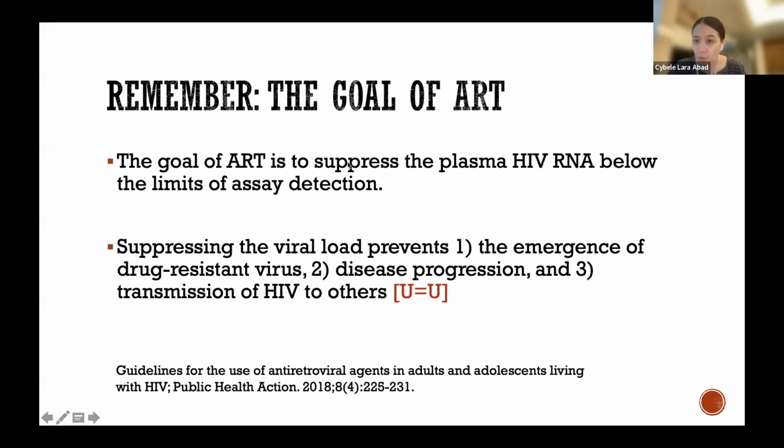So remember that the goal of ART is as follows. We really want to suppress the plasma HIV RNA, or the HIV viral load, below the limit of detection, because when we suppress the viral load, good things happen. Number one, we prevent the emergence of drug resistance. Number two, we prevent disease progression in our patients. So their HIV is not cured, but it is slowed down in such a way that they can live normal lives. And number three, it also prevents transmission.